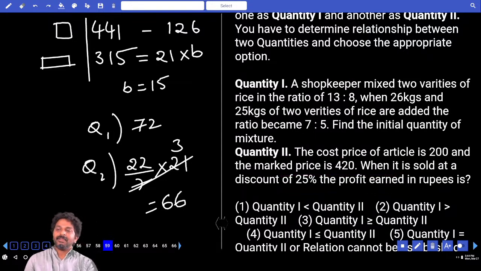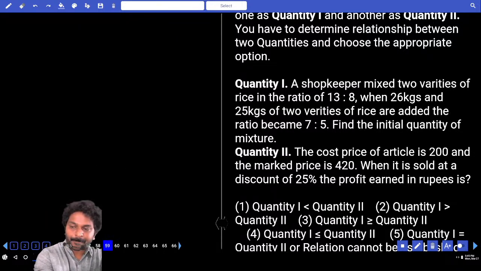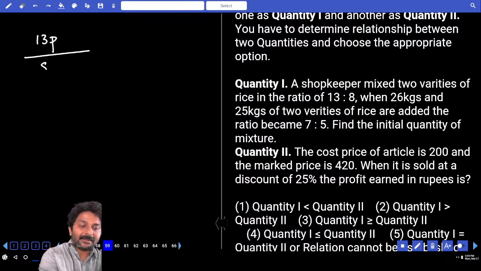Next. A shopkeeper mixed 2 varieties of rice in the ratio 13:8. When 26 kgs and 25 kgs of 2 varieties of rice are added, the ratio becomes 7:5. Find the initial quantity of mixture. Right, we have to calculate. Nothing can be done. Initial mixture 13 parts and then 8 parts.